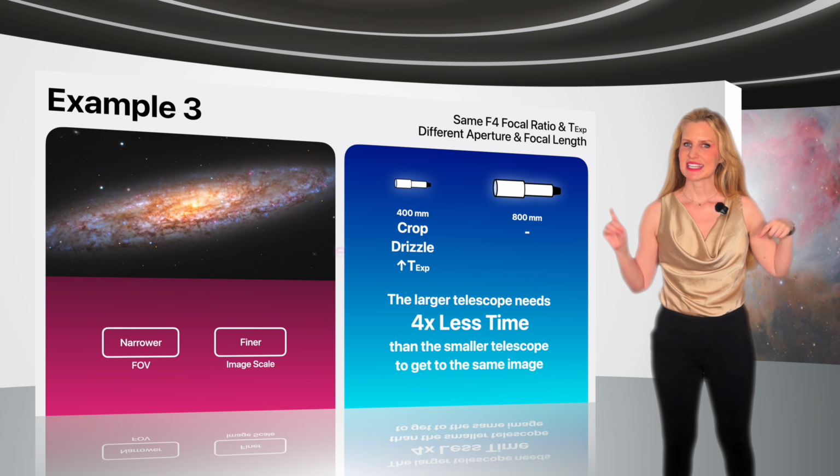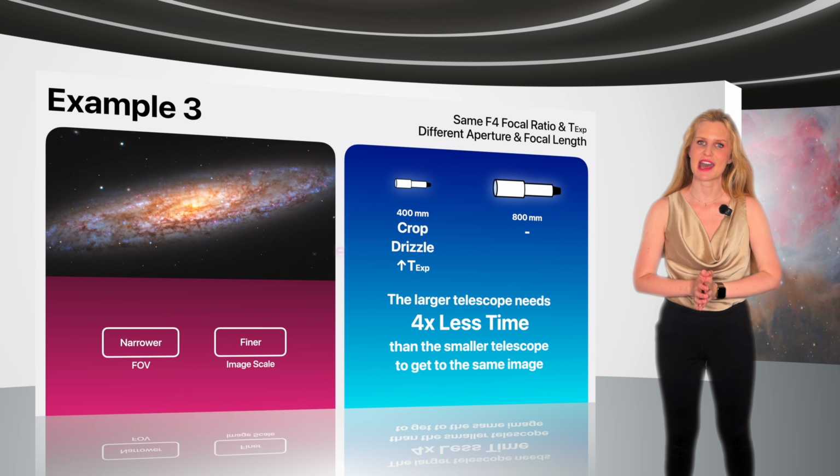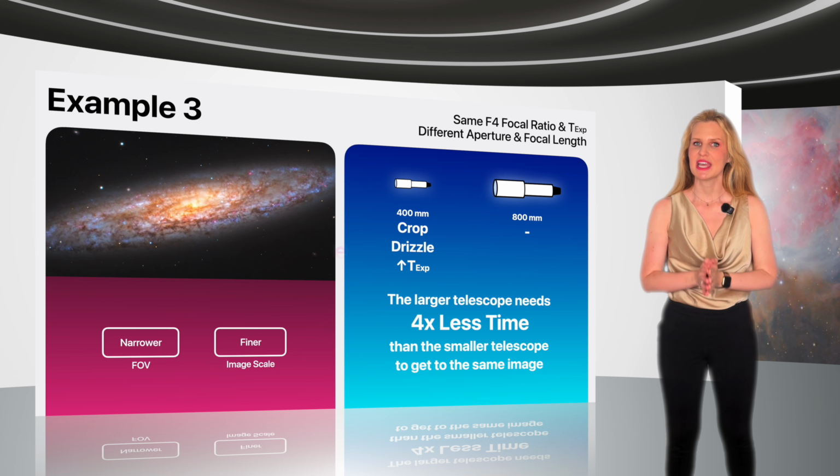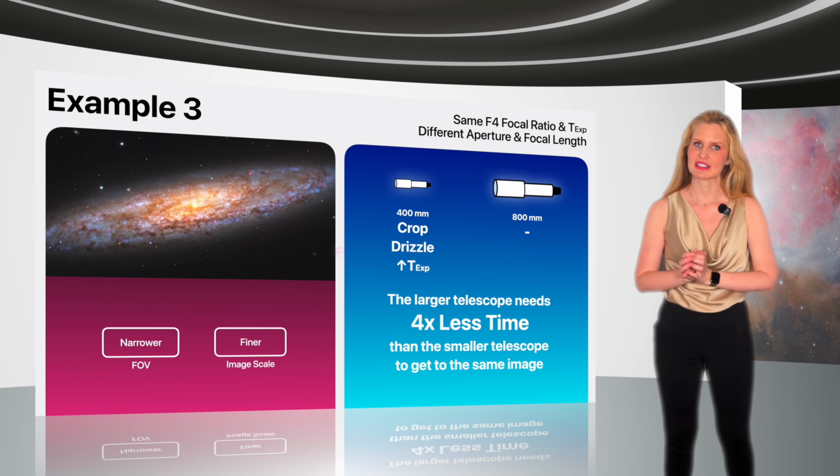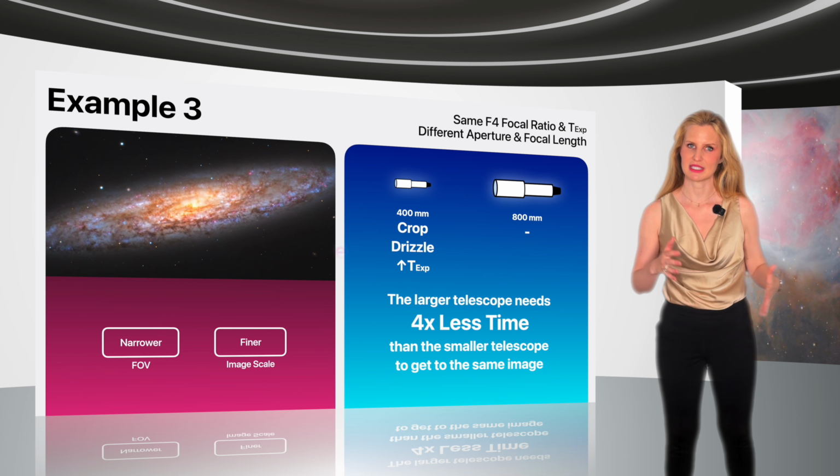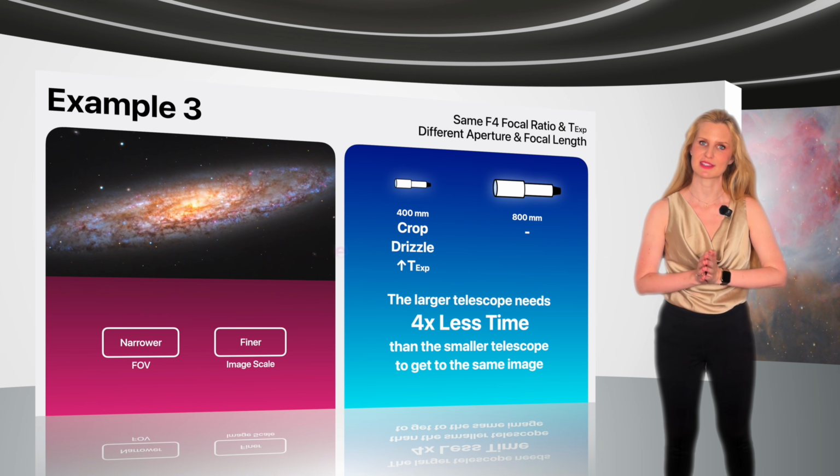And that's the key insight. Even though both scopes have the same F ratio, it still takes significantly longer to reach the same detailed, bright result with the smaller telescope.